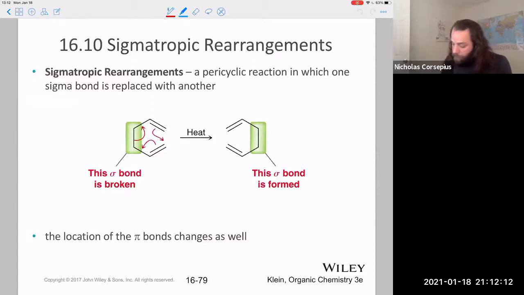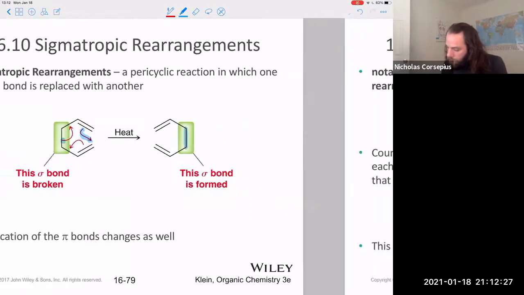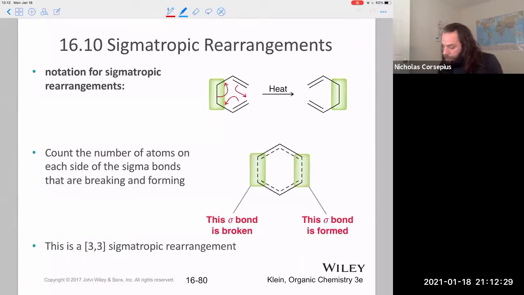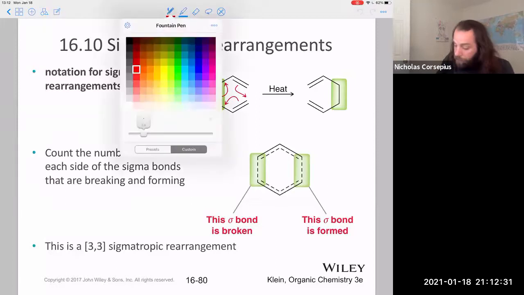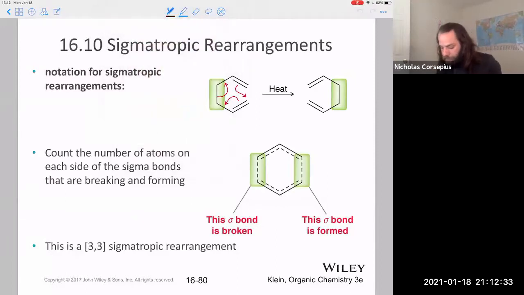So in this particular example, you can see that this is the bond that's broken. I can tell that because the base of my arrow starts at that bond, and this is the bond that's formed over here, and that's formed by this arrow, okay? There are a few different sigmatropic reactions. The ones that we're going to learn about are going to be 3-3 sigmatropic reactions.